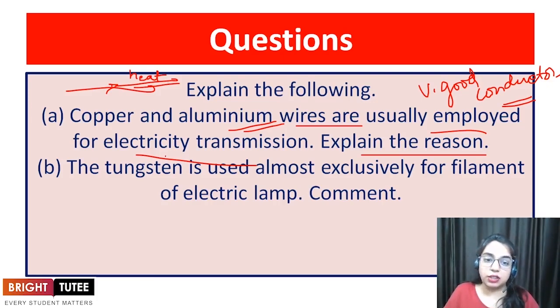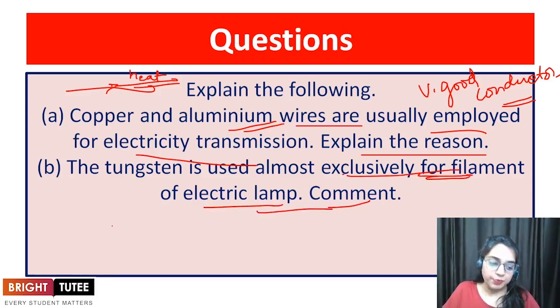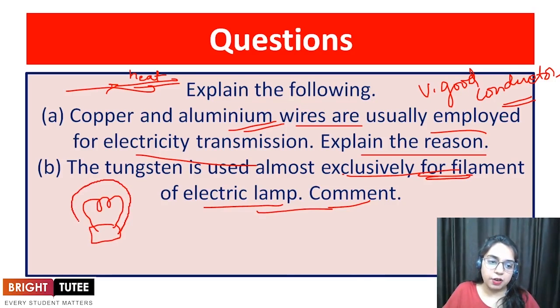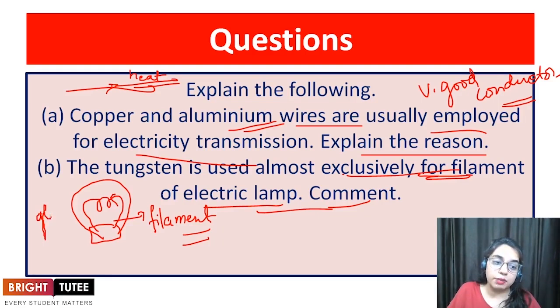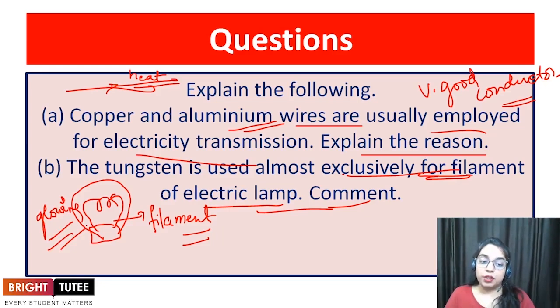Then the next question is, tungsten is used almost exclusively for the filament of the electric lamp. Why? So children, we have a bulb and you can observe a thin wire in the center of it, which is the filament of the bulb, okay? And it is made using tungsten. Why, children? Because tungsten has a special property of bearing very high temperatures. So when the current flows through it, the heat produced is so large, children, that it will start glowing, but it will not break, okay? So this is the special property of the tungsten metal, and that is why it is used as the filament of the bulb, okay?